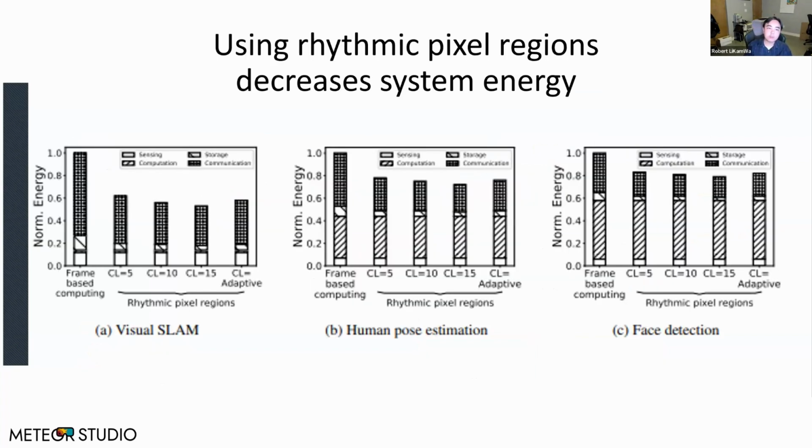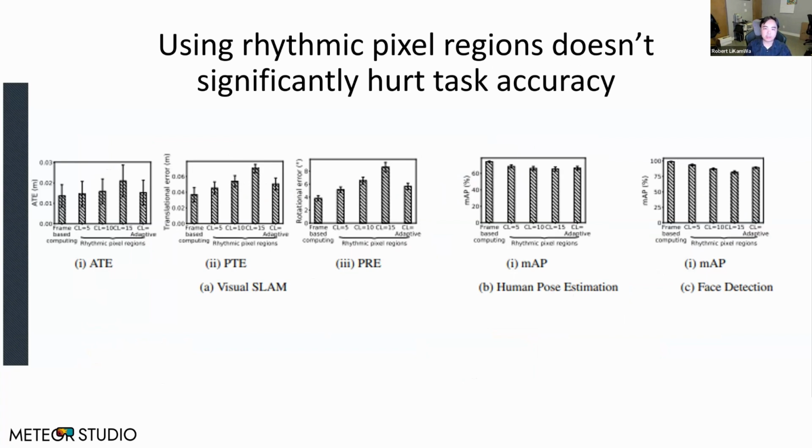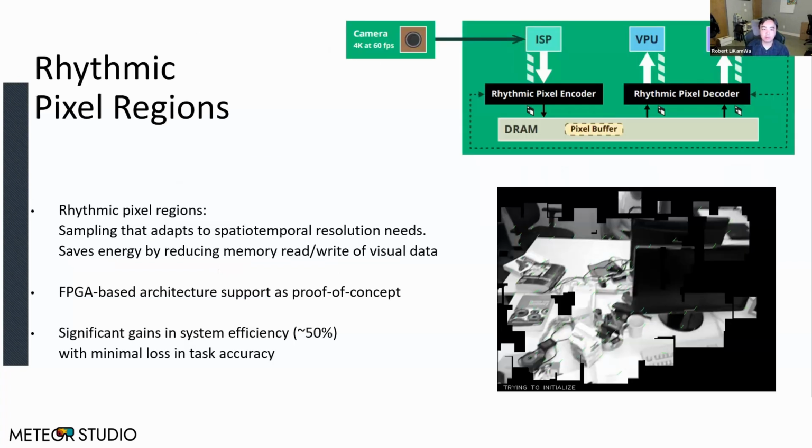But ultimately, we're decreasing the system energy for visual SLAM, that's the tracking task I described earlier, or for human pose estimation, detecting a skeletal pose of a human, or for face detection, detecting where the face is. And we can do that without hurting the task accuracy. So we're still seeing strong metrics in terms of our visual SLAM accuracy, or the pose estimation or the face detection accuracy as well. There is some mild degradation if you do want dramatic energy savings, but you get that energy savings, and you get to create these trade-offs that way. And so this opens the door for a lot of different opportunities here. So rhythmic pixel regions: sampling adapts to the spatial and temporal resolution needs, reduces the memory read-write of the visual data, and you get that significant gain in system efficiency.